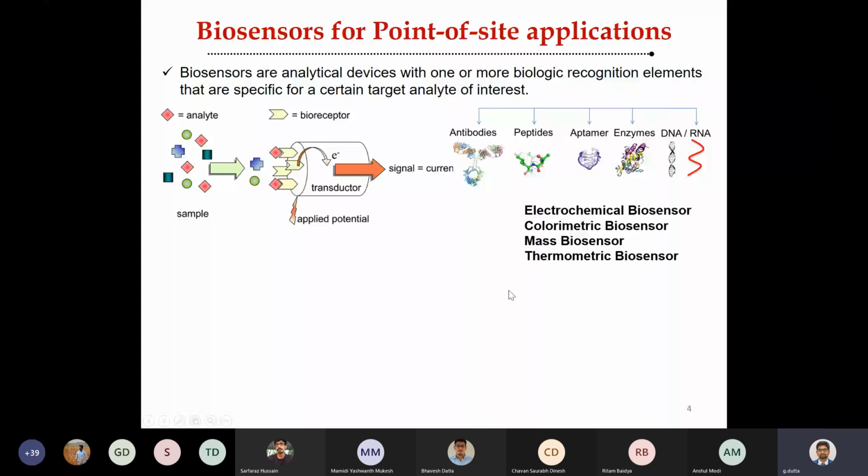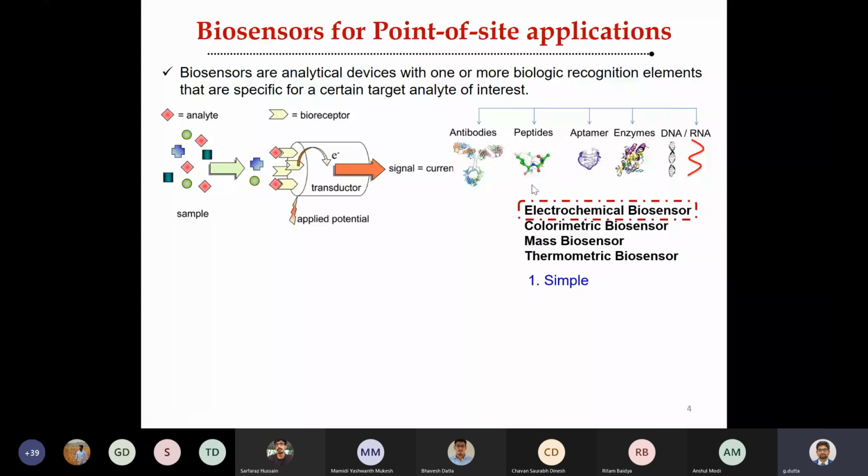Now the mass biosensor. From the term mass, you can see that it measures a change of mass. From the change of mass, we can predict how much analyte is present. That is called a mass biosensor. Thermometric is the change of temperature, and from that we can predict the analyte. But in the market, there are so many techniques available.